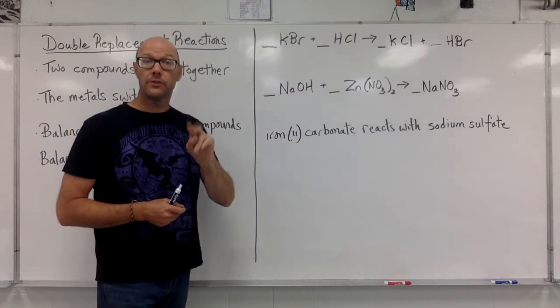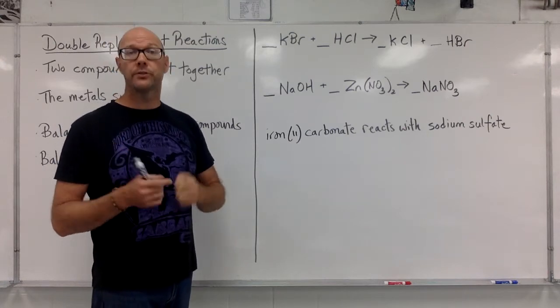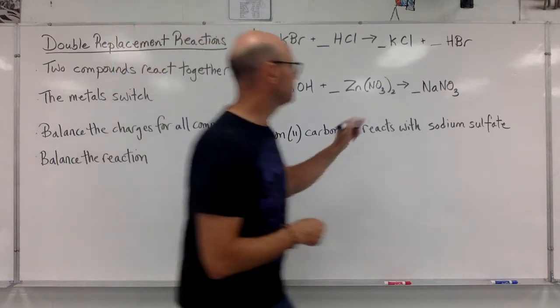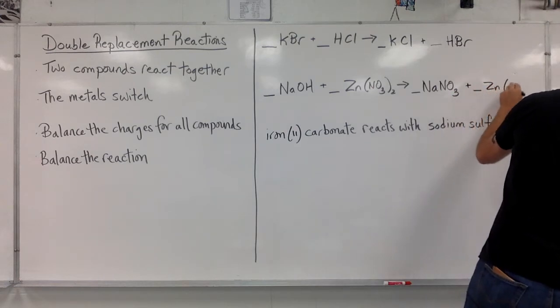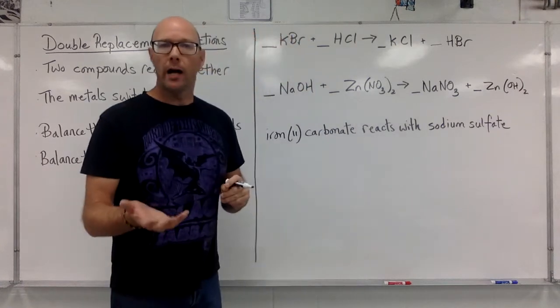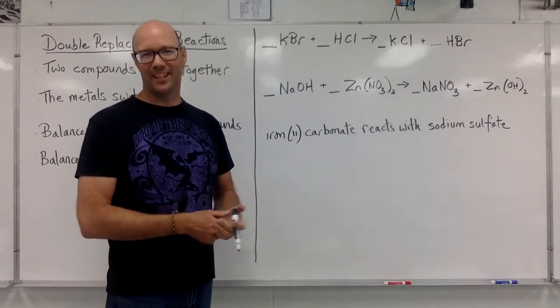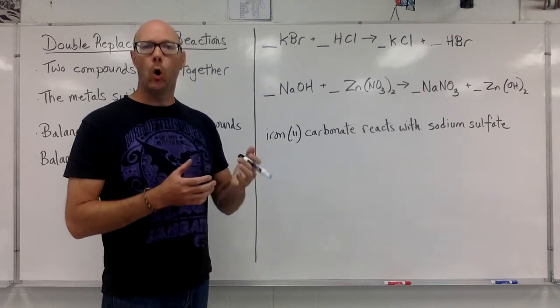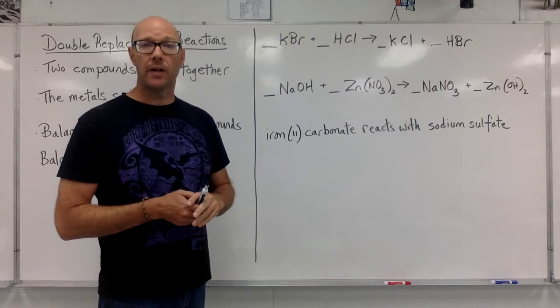Now the zinc is going to get together with the hydroxide. Zinc is a 2 plus, and hydroxide, OH, a 1 minus. 2 plus, 1 minus. It takes two hydroxides to balance the charge of one zinc atom. Zn(OH) in brackets, 2. Now we need to balance this reaction.